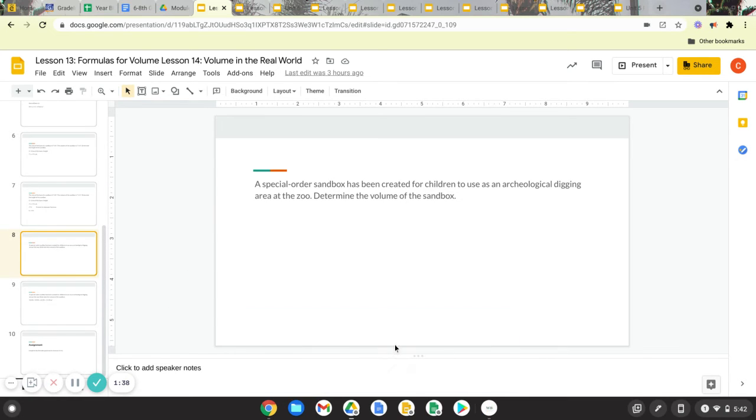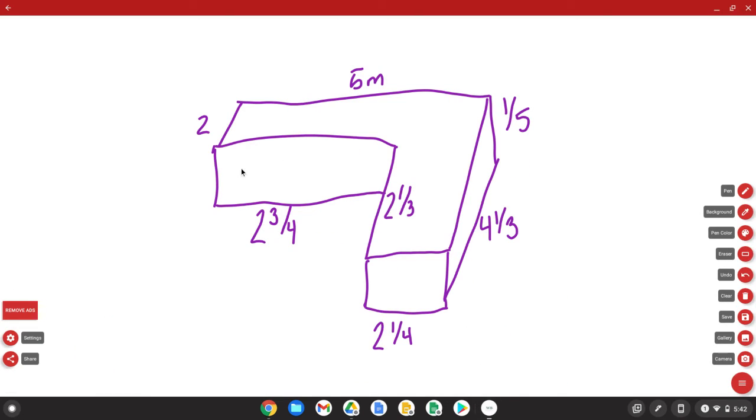All right. So last one, a special order sandbox has been created for children to use as an archaeological digging area at the zoo. Determine the volume of the sandbox. So here we have its dimensions. So 2, 5, 1/5, 4 1/3, 2 1/4, 2 1/3, 2 3/4. Now for this one, we're going to have to divide it into 2 sections. So we're going to draw a line right here.